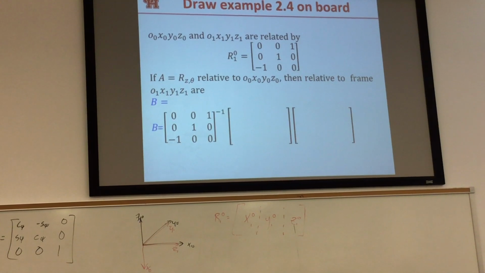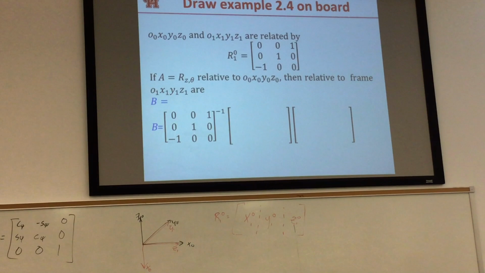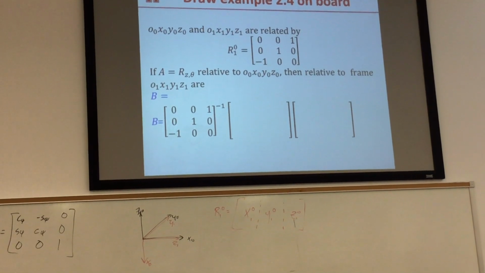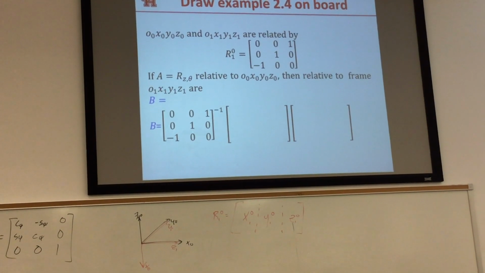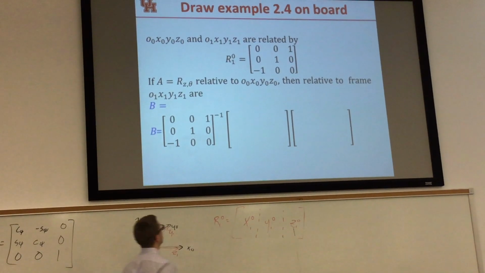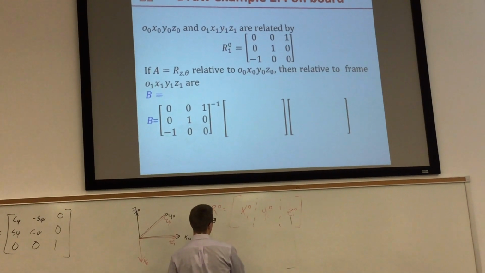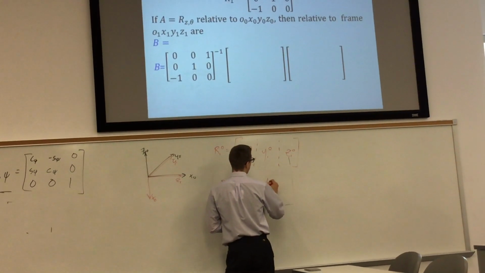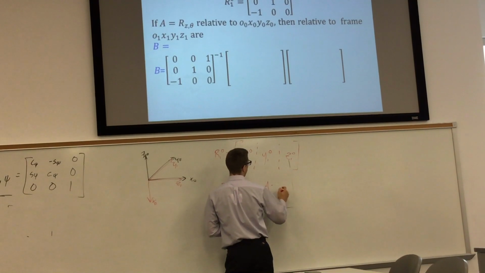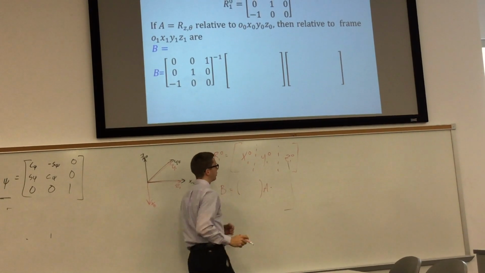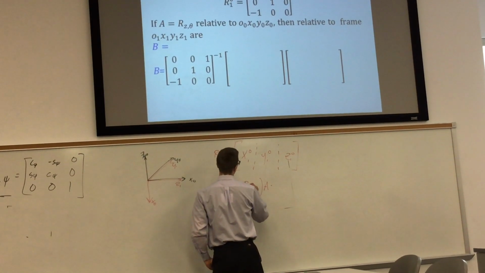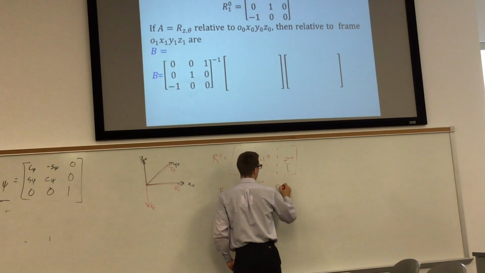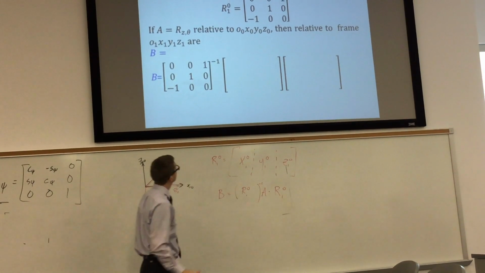So if A is this rotation Rz theta relative to my base coordinate frame, then the same A relative to frame 1 is going to be given by this B. So this is a similarity transformation. So B is equal to, well, it's not equal to A. We've got to take A and we've got to first undo the rotation that we're applying, this R1,0 inverse, and then we've got to reapply it afterwards.